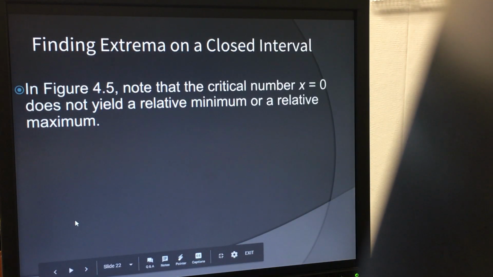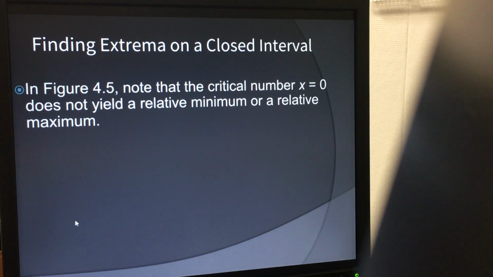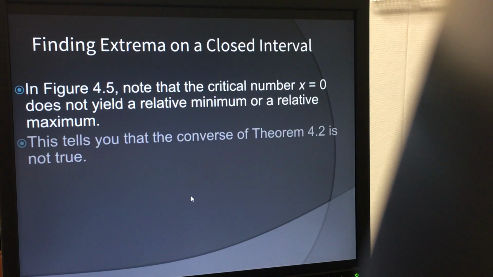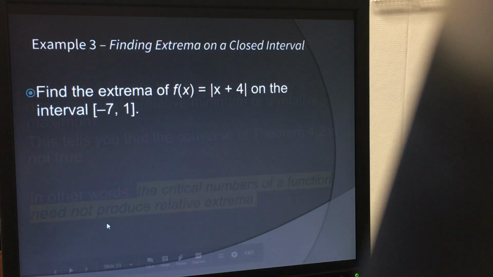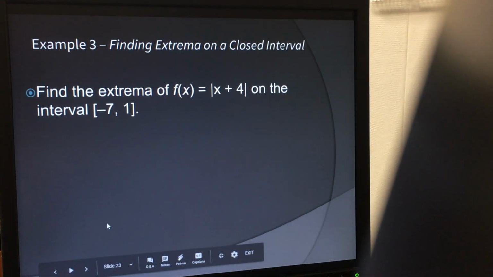So some notes that you need to remember. Note that the critical number did not yield a relative minimum or maximum. So it tells you that the converse of the theorem is not true. Okay. To rephrase that and to reiterate that, it means the critical numbers of a function need not produce a relative maximum or minimum. Okay, this next example involves an absolute value function.